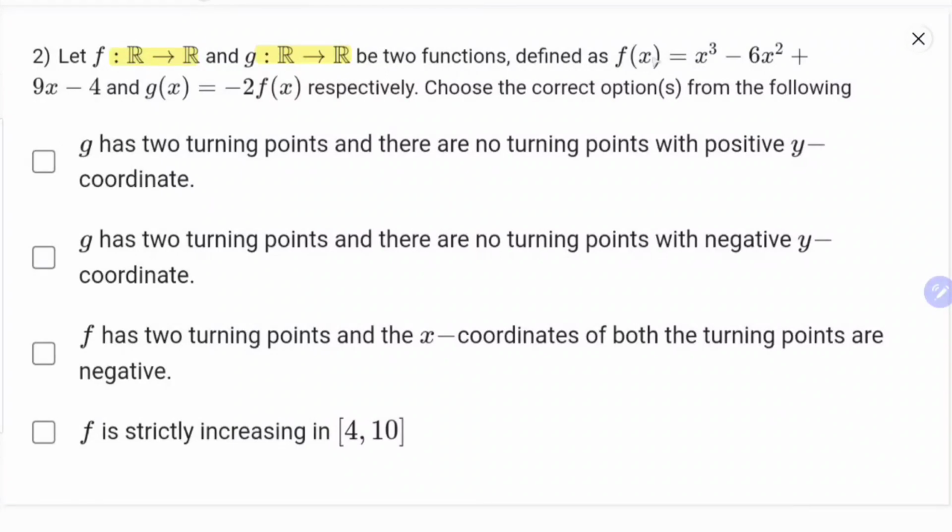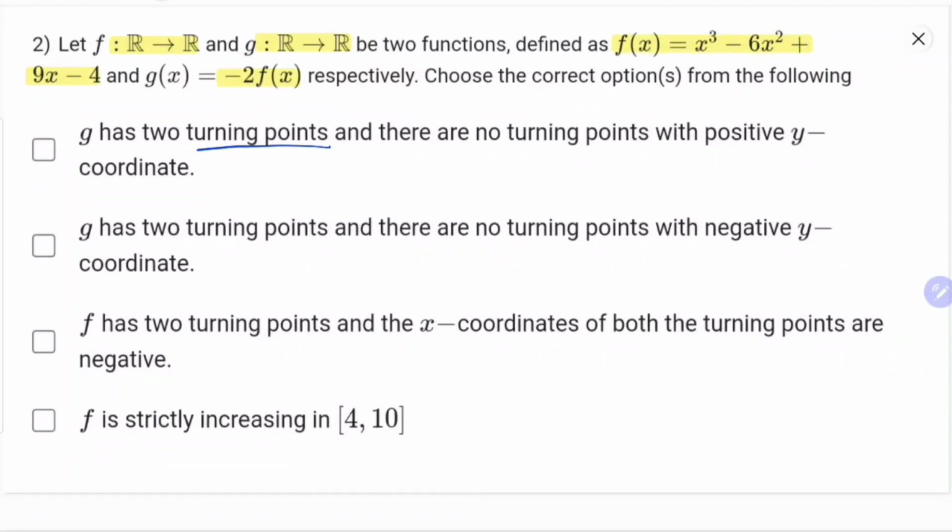So f(x) is defined as x cubed minus 6x squared plus 9x minus 4, and g(x) is defined as minus 2f(x). Okay, so let's see the options. You can see the options are mostly about the turning points. So let us find out about the function and let us try to plot it roughly.